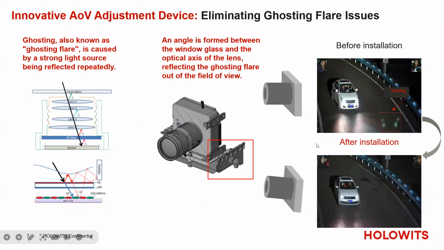Next, we look at the innovative AOV adjustment device. It can help you eliminate the ghosting flare issues. Ghosting, also known as ghosting flare, is caused by a strong light source being reflected repeatedly. You can change the angle of view to eliminate ghosting depending on the actual installation. This picture displays the result after adjusting. The ghosting was removed.